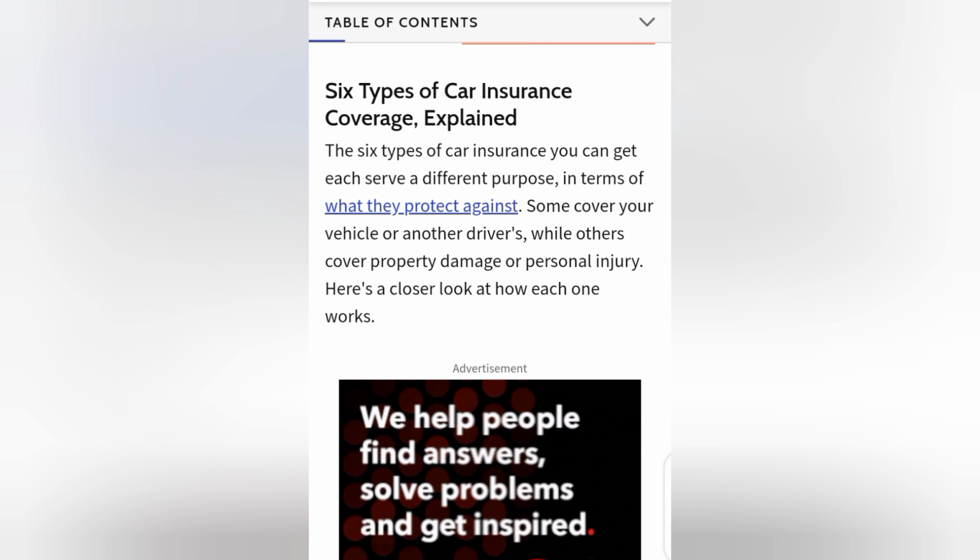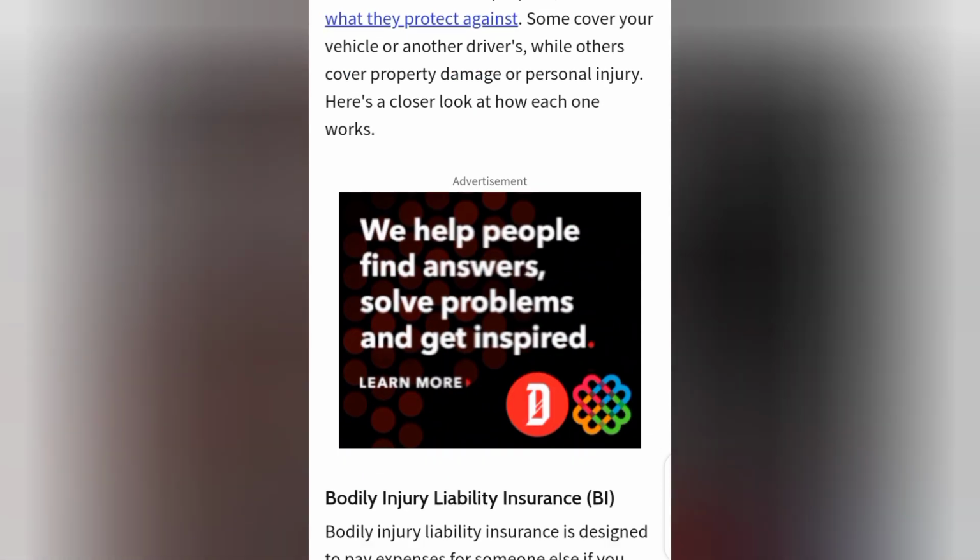6 types of car insurance coverage are explained here. The 6 types of car insurance you can get each serve a different purpose. In terms of what they protect against, some cover your vehicle or another driver's, while others cover property damage or personal injury. Here is a closer look at how each one works.